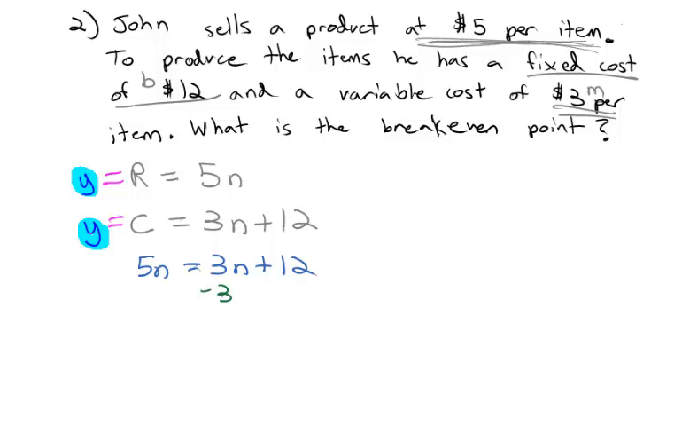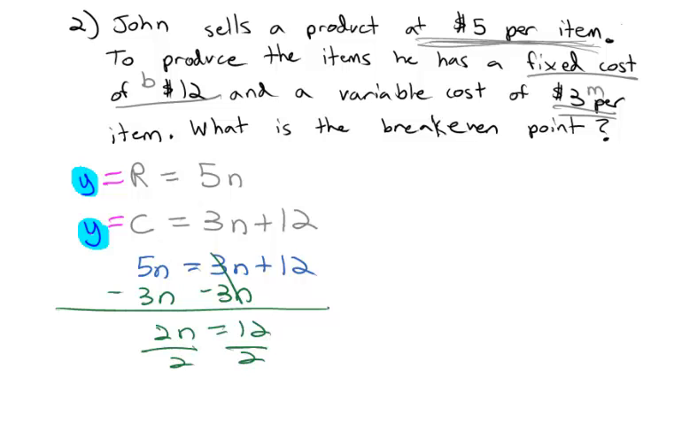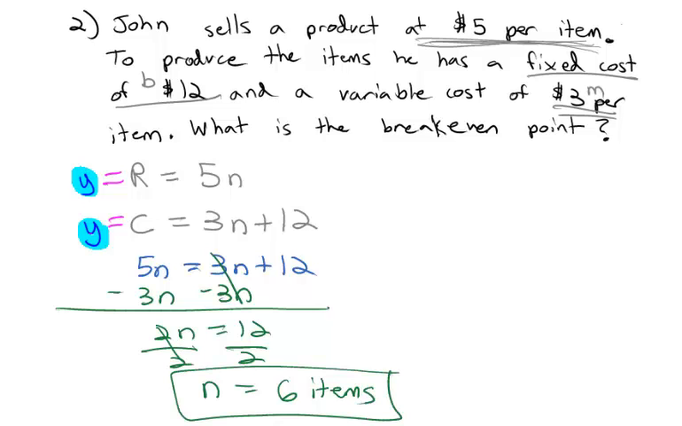We can solve this really quick by subtracting 3N from both sides. Gives us 2N equals 12. And divide both sides by 2. The number of items he has to sell is 6 items. If he sells 6 items, he will break even on his business. Same amount of money coming in as going out.